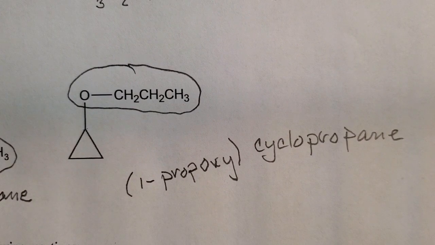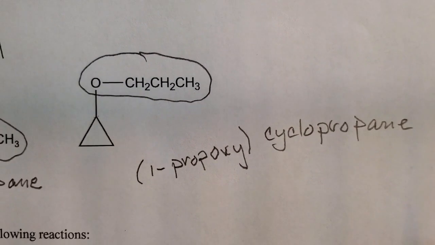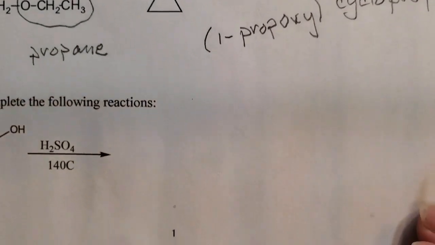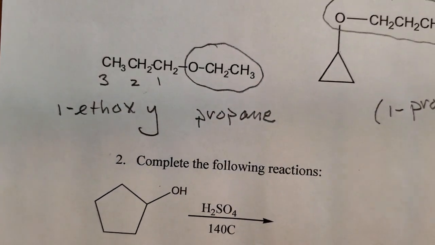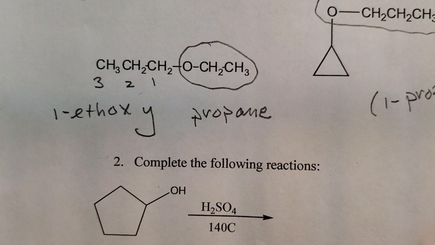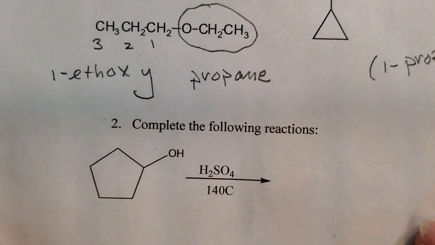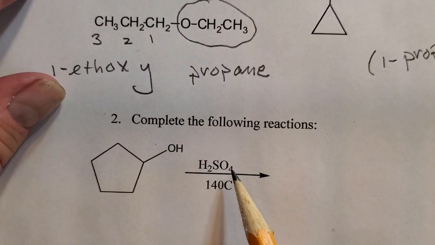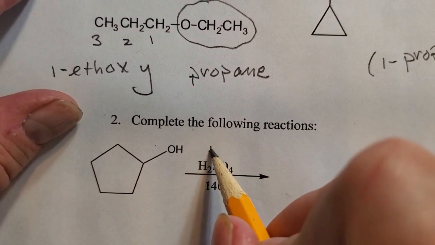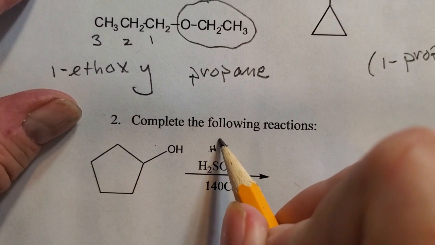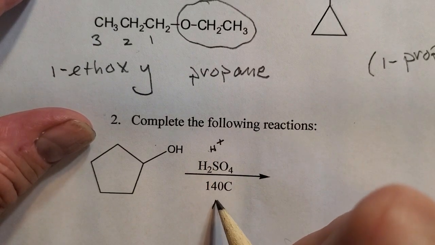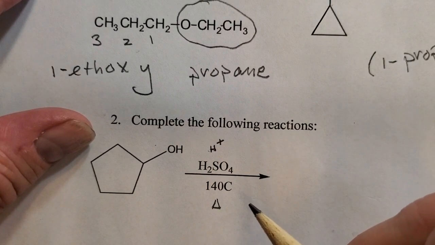Okay, good. We're done with writing, naming the structures. Now let's go on to the reactions. Okay, complete the following reaction. H2SO4. So that's going to be acid. So if you look on your flashcards, that's going to be H+. This is going to be heat.